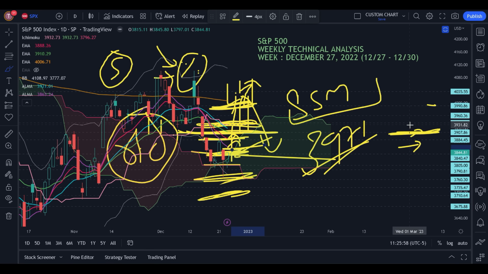3907, 3937, 3971, 3990, or in one exceptional case 4035. That's it. Any movement will be limited to 4035. Nothing else. This is the same advice I've given you here.